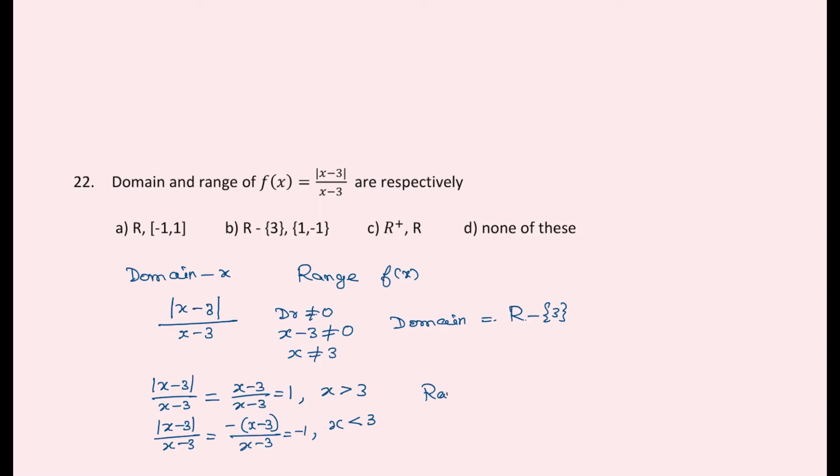Now we can write the range of this function. For all real values which are more than 3, the function takes the value 1. And for all real values which are less than 3, the function takes the value minus 1. The correct option is B.